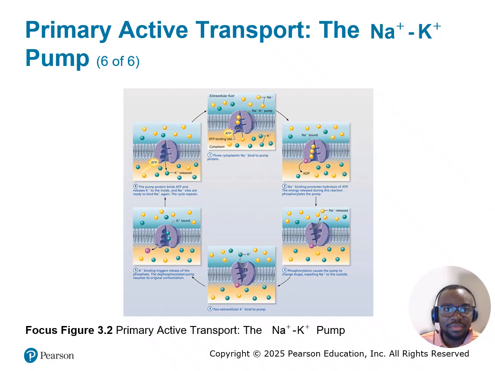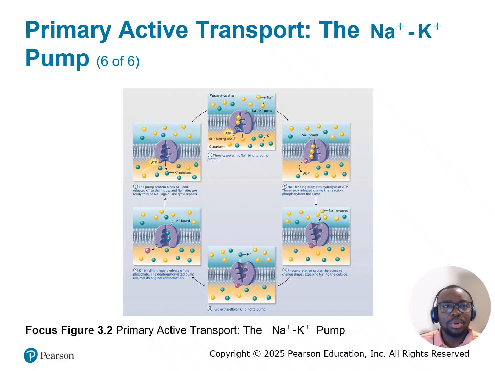In step 5, the binding of the potassium ions triggers release of the phosphate. Once the pump is dephosphorylated, it resumes its original shape or conformation. In step 6, the pump protein binds ATP and releases potassium into the cytoplasm. The pump's binding sites are now ready to bind sodium ions again, so the cycle can be repeated.